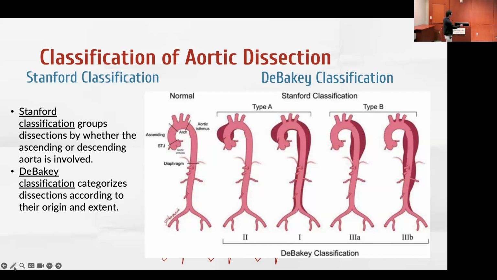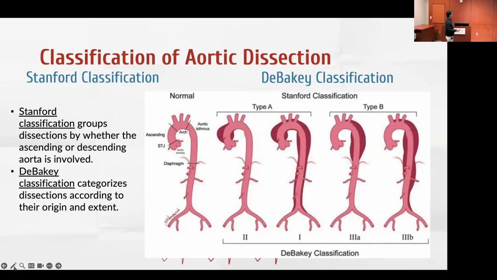So you can see here in this figure, it can extend proximally to the aortic valve and distally to the descending aorta. These are surgical and medical emergencies, right? So regurgitation and cardiac tamponade can result from this. So we do want to treat these patients immediately.